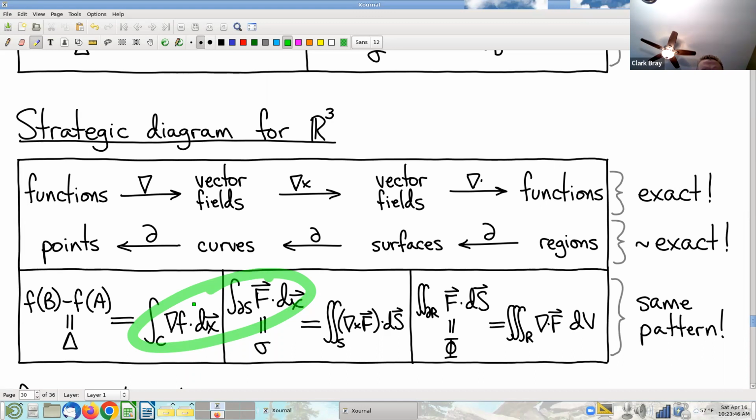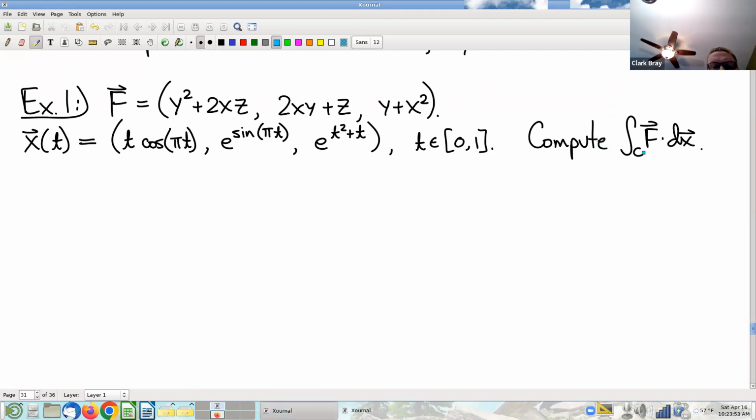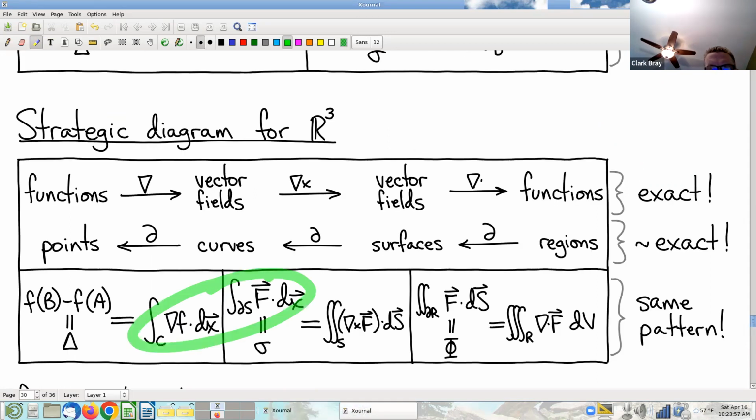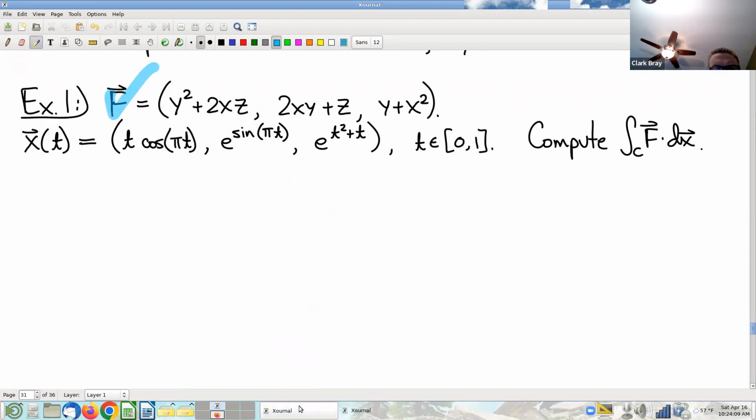Okay, and going back to the question. So yes, we have a vector field given. Let's see what the diagram tells me to do with that vector field. The diagram tells me, yeah, that vector field, you should compute the curl of it. So I'm going to come back over here. I'm going to compute the curl of this vector field.